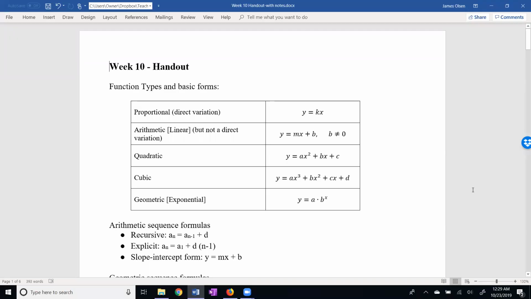Now I'd like to look at our handout. The 5 types of functions we're going to be working with are proportional, which is a direct variation. This is the special type of linear function where the y-intercept is 0.